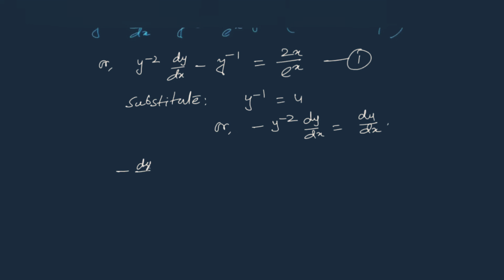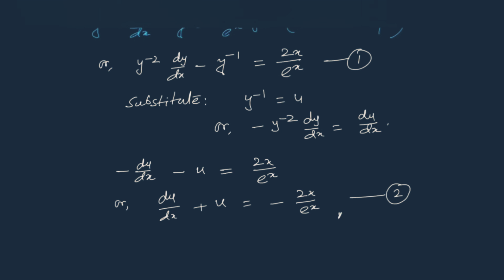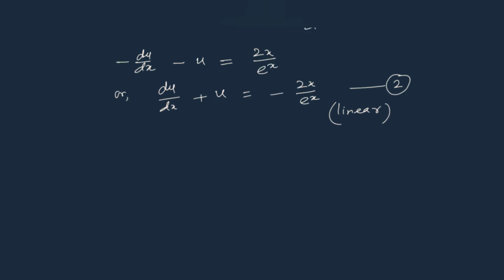-du/dx - u, because negative y^(-2) dy/dx is du/dx, and on the right hand side we'll get nothing but 2x/e^x, or du/dx + u = -2x/e^x. Name it equation 2. And this is nothing but a linear equation, and we know how to solve it.